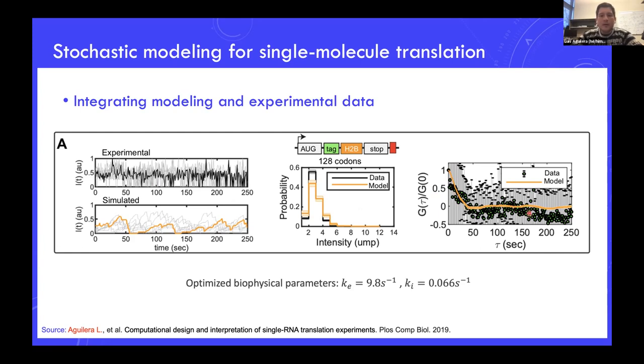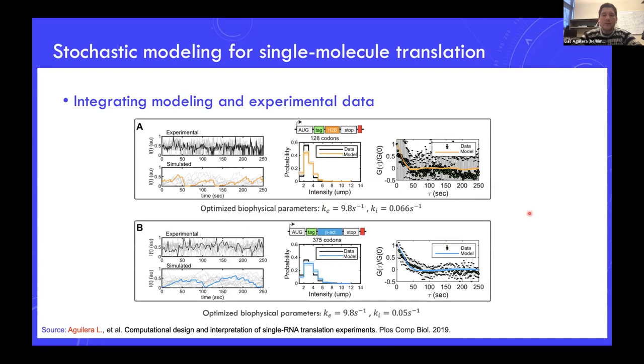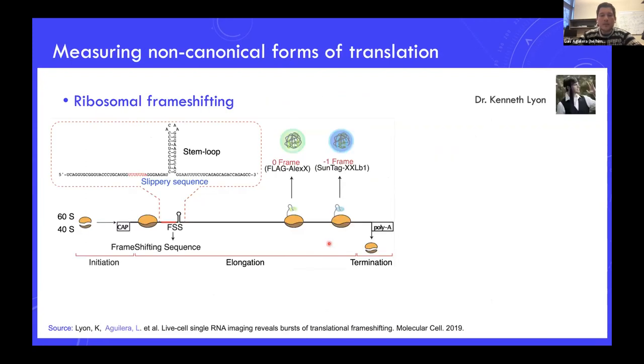This gene is only 128 codons, but we can do the same for a different gene. For example, this one is beta actin, that is a little bit longer, 375 codons. So we did the same thing. We calculate parameters like initiation and elongation rates based on intensity distributions and autocovariance functions.